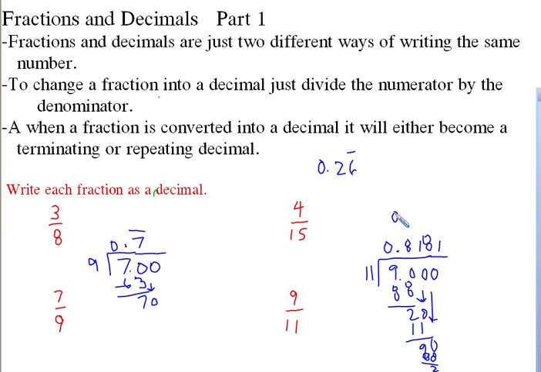Now, the important thing to understand with the vinculum is that you need to put it over the 8 and the 1. Remember, the problem up here just went 0.26 and 66666 forever. You didn't put the vinculum over the 2 part. You just put it over the 6 because that's the thing that's repeating. Here, you're putting it over the 8 and the 1 because it's 8, 1, 8, 1, 8, 1, 8, 1 forever. And that's it.